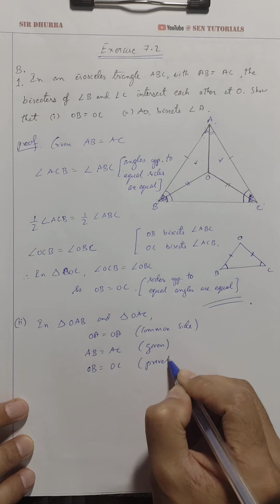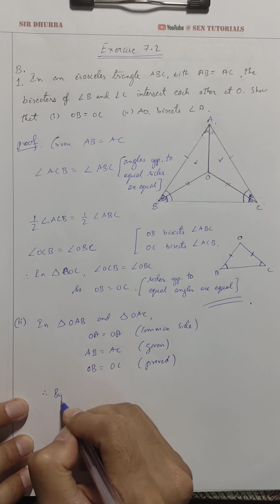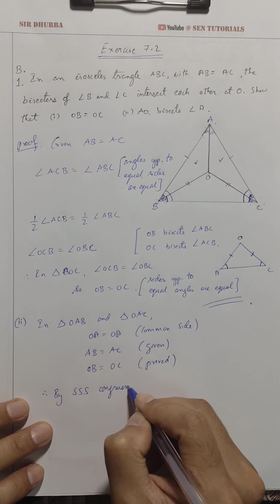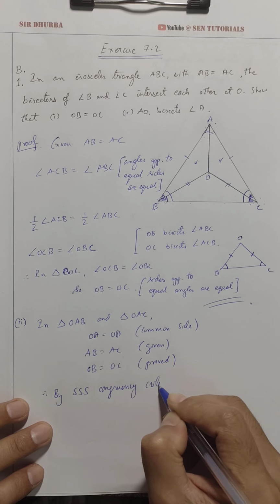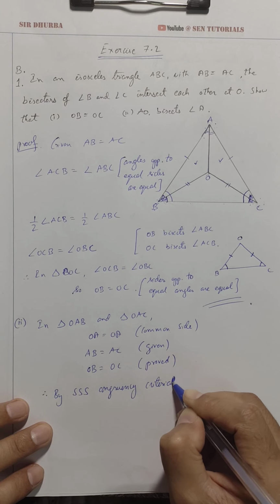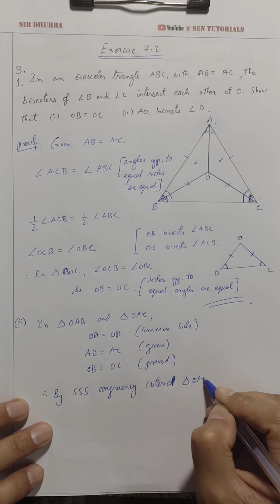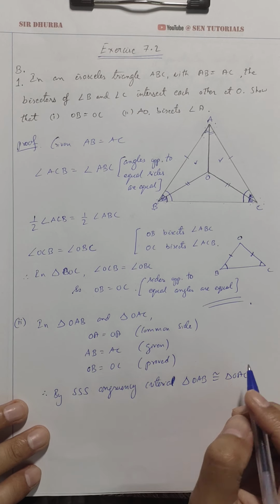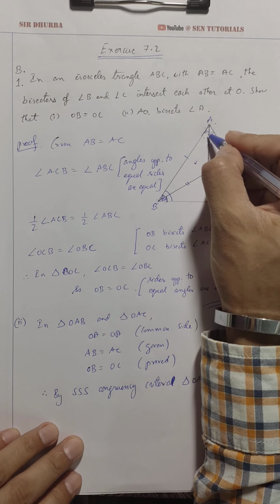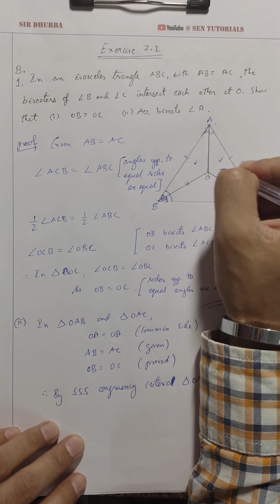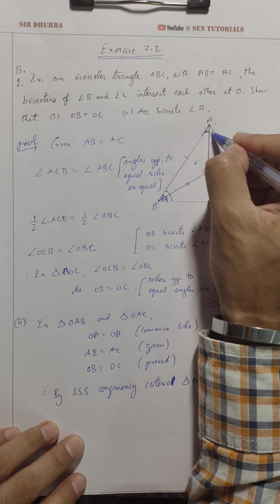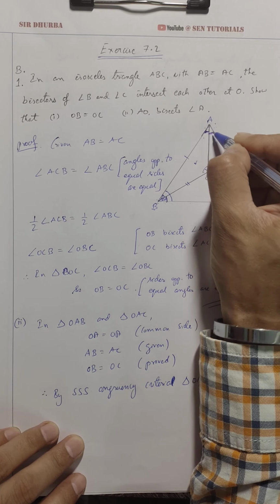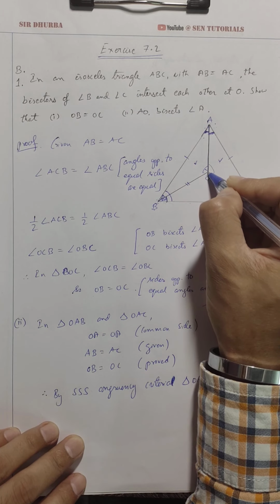This is already proved. Therefore, by the side-side-side congruency criteria, triangle OAB is congruent to triangle OAC. In that case, the corresponding angles are all going to be equal, but we need this one only. If we can prove that these two angles are equal, that means this is of course the bisector.